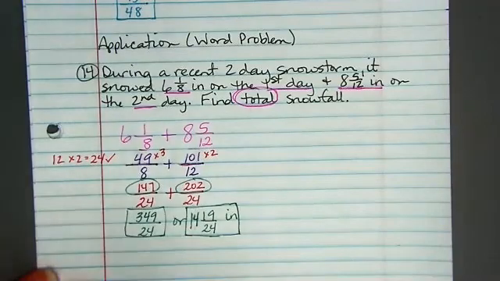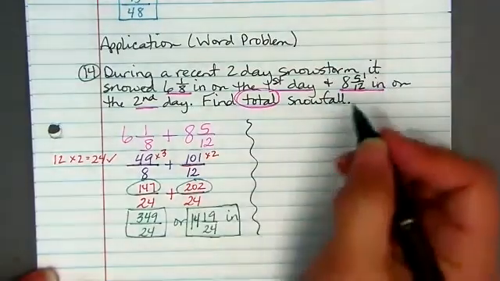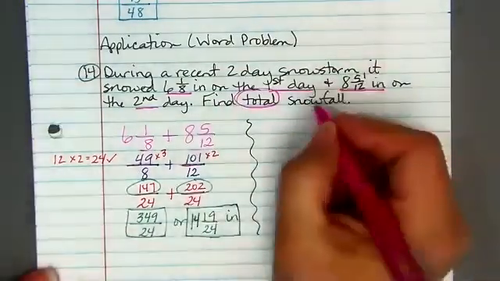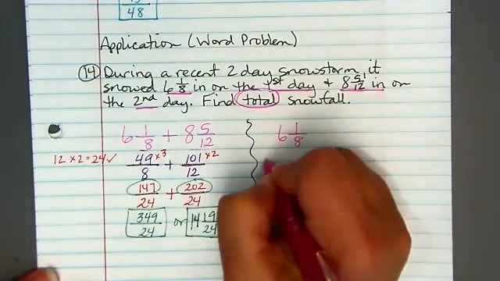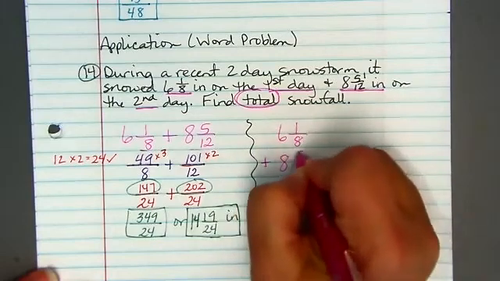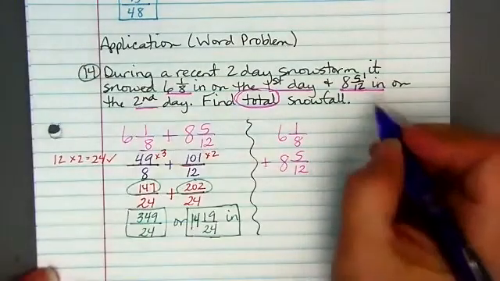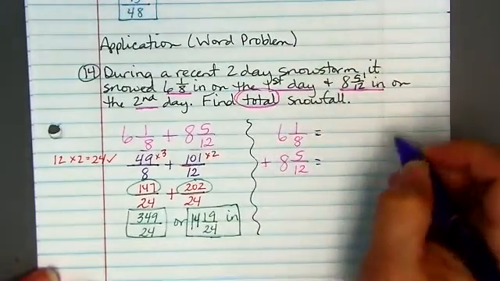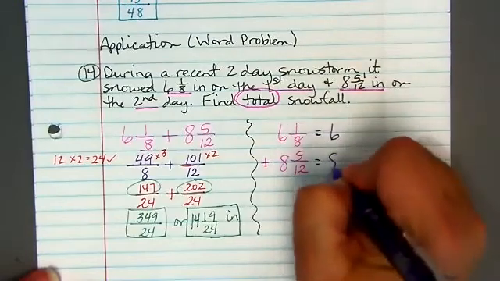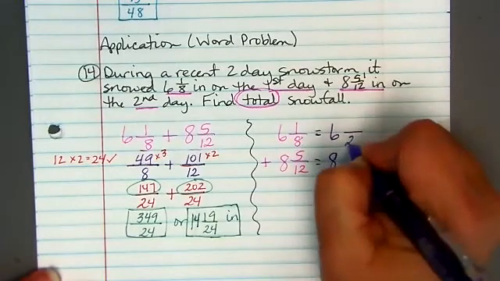Okay, so now that's one way to work this. Okay, another way to work this is if I have the problem 6 1/8 plus 8 5/12. Okay, the first thing I'm going to do is go through and find a common denominator. I'm not going to change it to an improper fraction. I'm going to leave them as mixed numbers. So my common denominator is going to be 24.